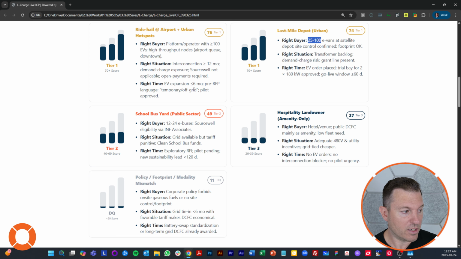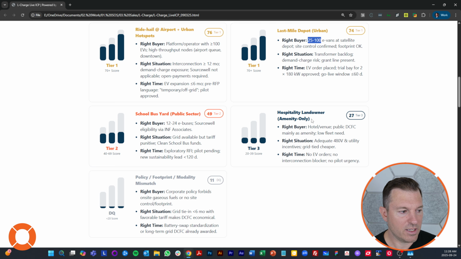But there are other factors. For this company, it was a school bus yard in the public sector. It still has a lot of the characteristics of a tier 1 account. It's still a property where you can put a charging station. It's still something where there are vehicles, and there are fleets with electric charging that are required. But it's just a little bit of a different situation. There are nuances with the right buyer, right situation, right time that make them a little bit more or a little bit less attractive than a tier 1 operation.